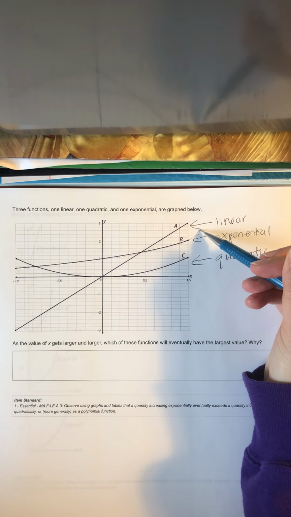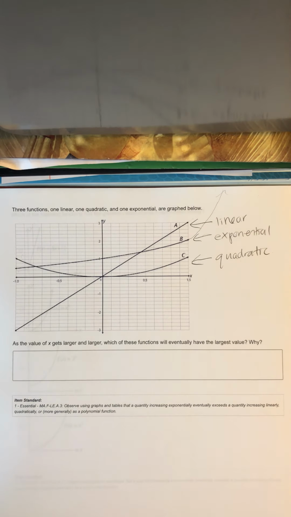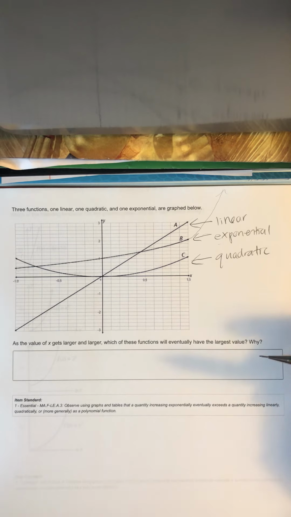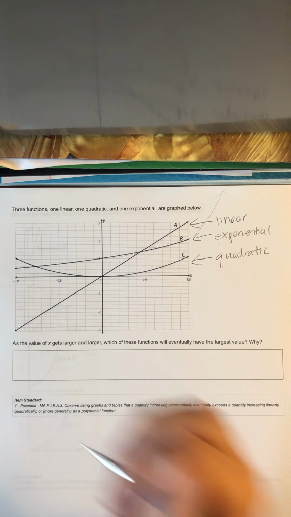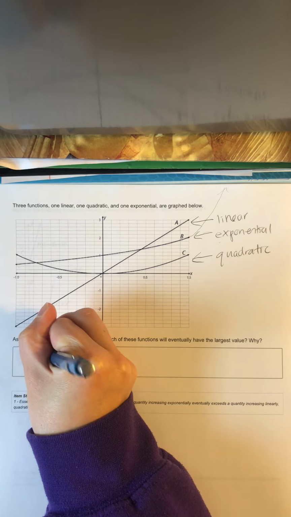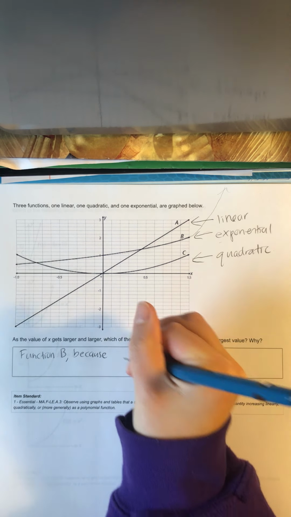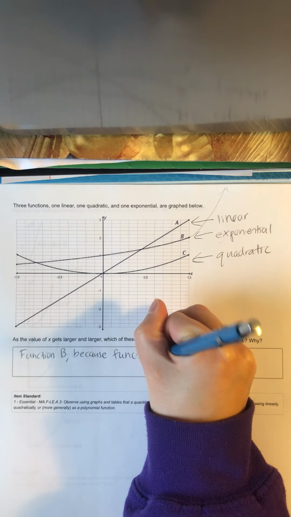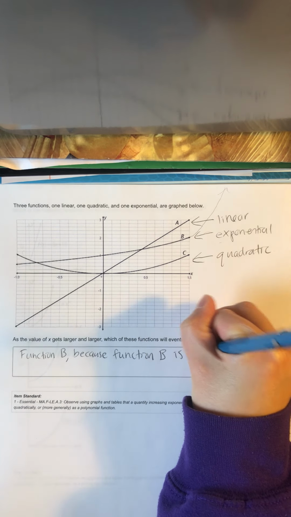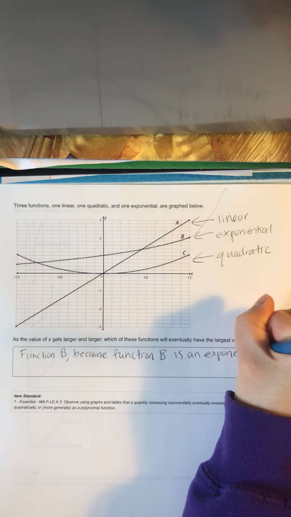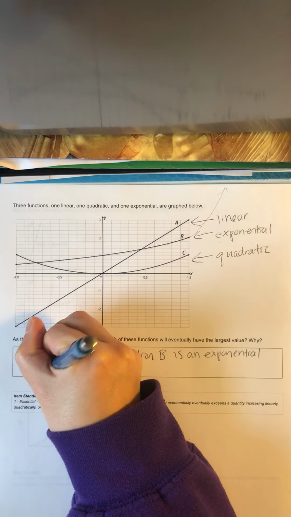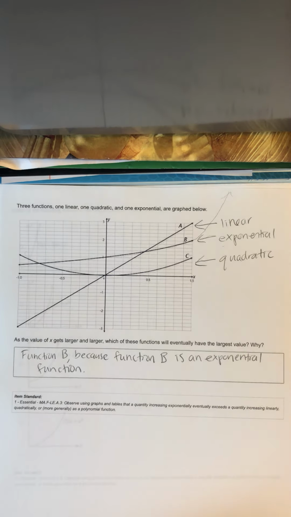And then it's going to start curving faster and faster, and it's going to go up like that, okay? Exponential functions approach infinity the fastest, always. Compared to any other functions, exponential functions always approach infinity the fastest. So function b, because function b is an exponential function. Okay.